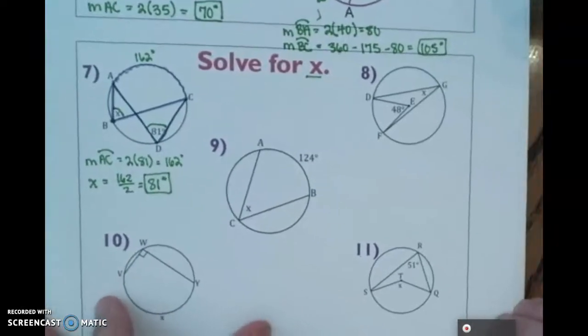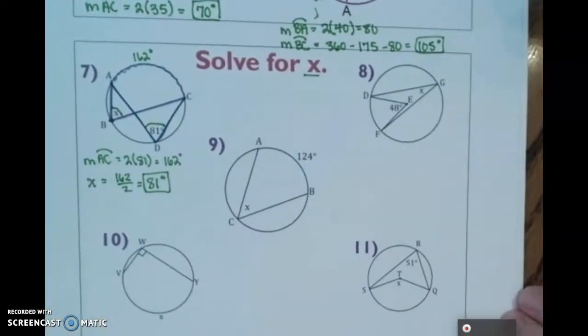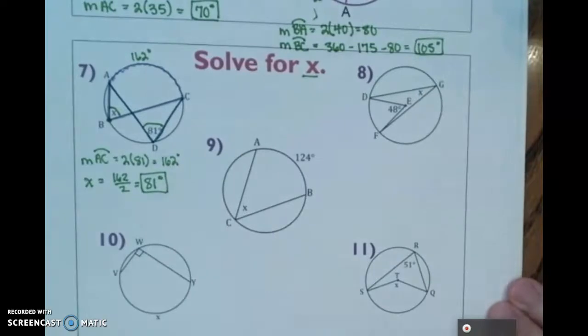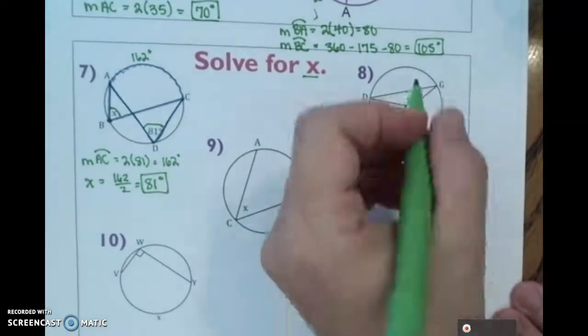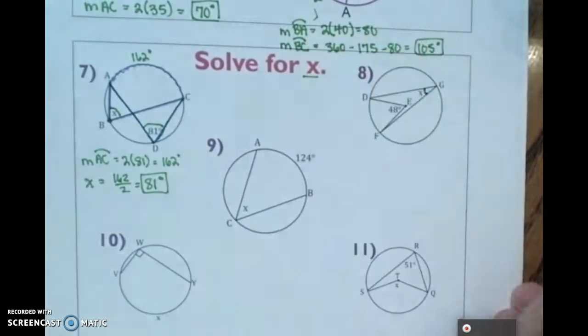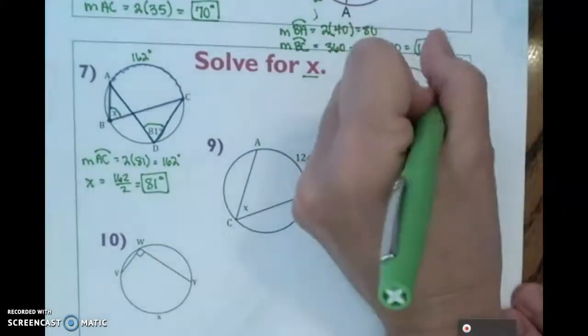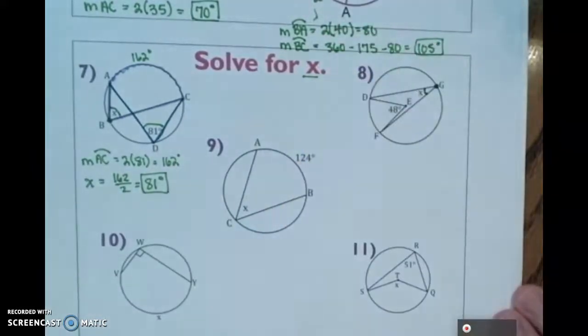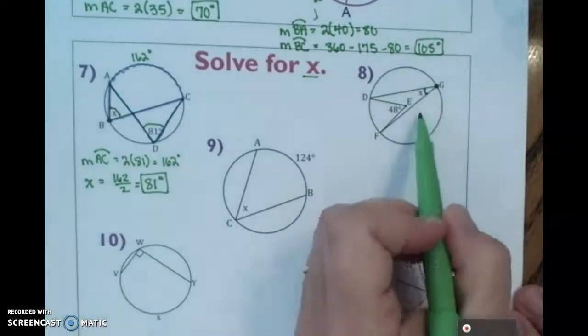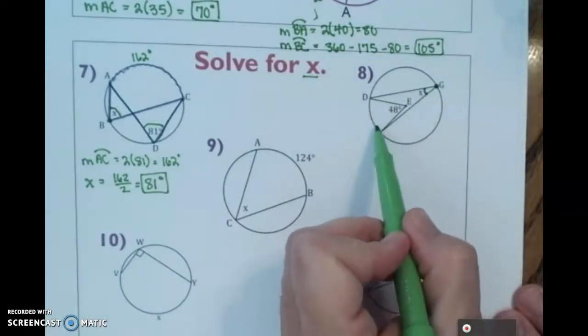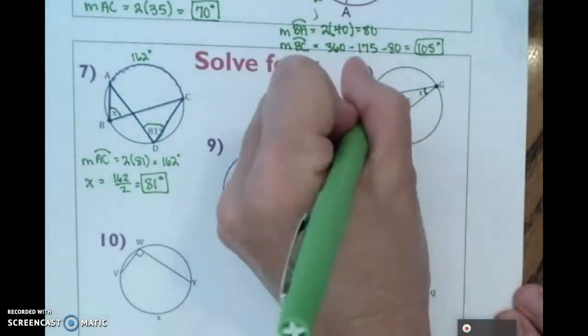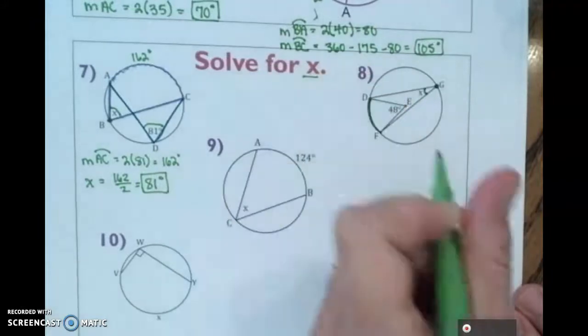So that's one scenario. If you come over to 8, we have a lot going on in this picture, but it's asking us to find this angle x right here. The vertex is on the circle, so I know it's inscribed. So if it's inscribed, I need the measure of this arc. So I need this arc here.